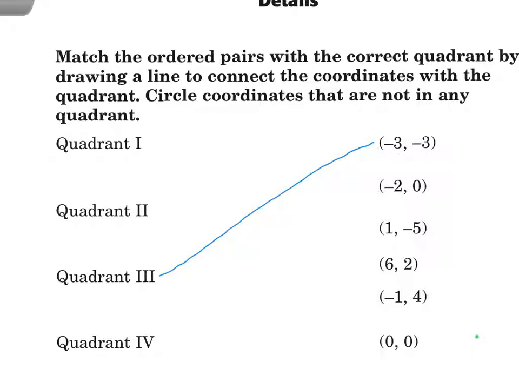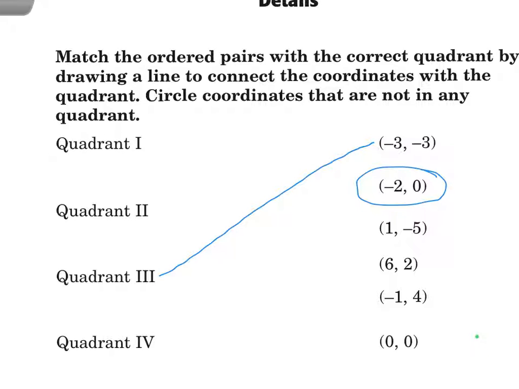The next point is -2, 0. Because the y-coordinate of this point is 0, this point lies on the x-axis. So from the origin, we have gone left 2, and then we've just graphed our point on that axis. That means that the point -2, 0 is not in any quadrant because it is on an axis.